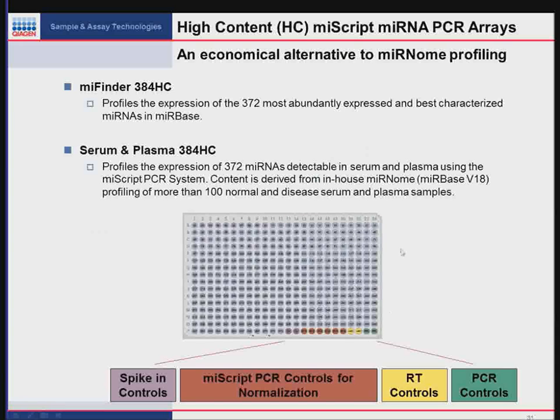This is what an array looks like, just so that you can see. This is a high content array. It's 372 different assays along with controls. This is the way the MyFinder 384 looks. It's the 372 most abundantly expressed and best published microRNAs in miRBase. It's also how the serum and plasma array looks, which is all of the microRNAs that we can detect in many, many, many serum and plasma samples out of miRBase version 18 without preamplification.